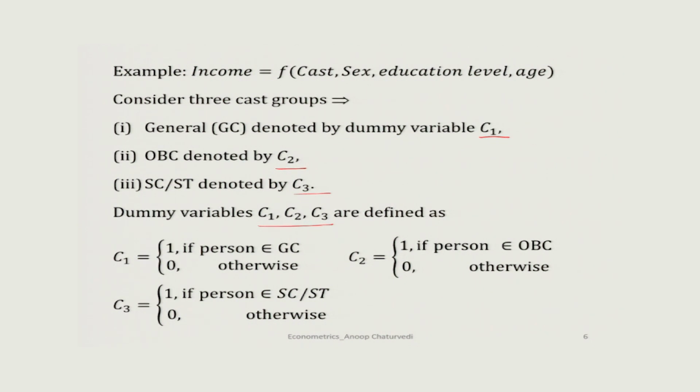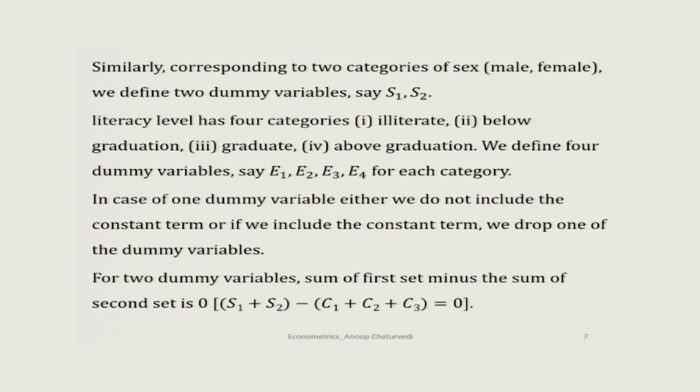So, corresponding to caste, we define three dummy variables as per three groups or three categories. Similarly, you may define the dummy variables corresponding to sex, say male and female. You define actually two dummy variables S1 and S2. Say S1 equal to 1 or 0 according as a person is male or not, or S2 is equal to 1 or 0 according as a person is female or not.